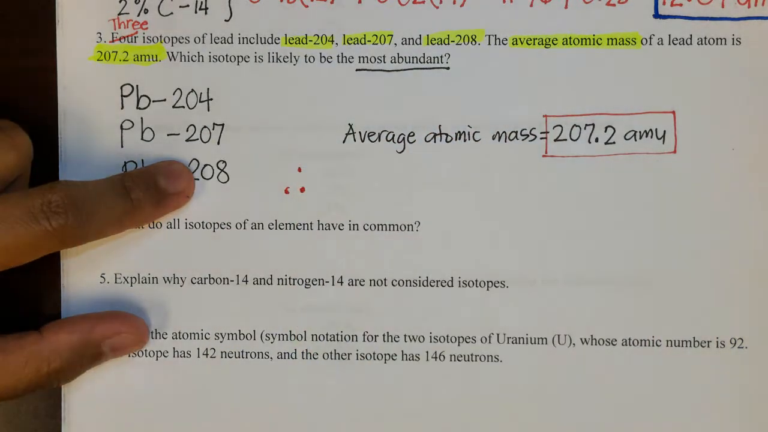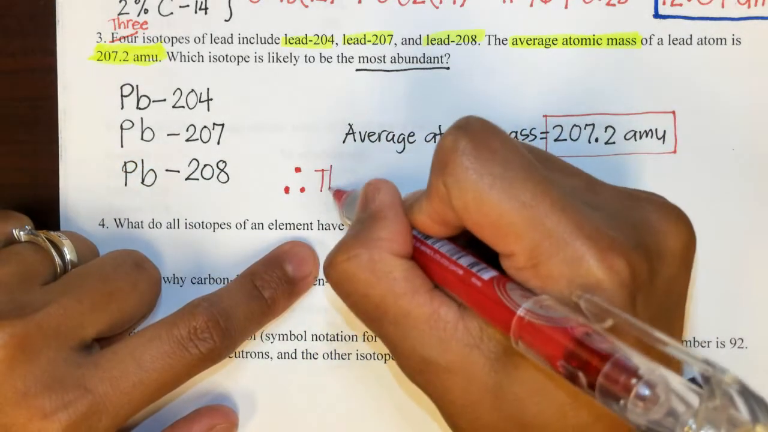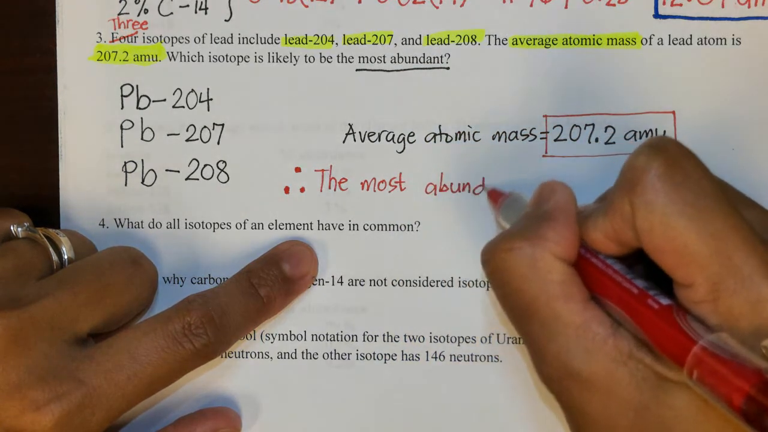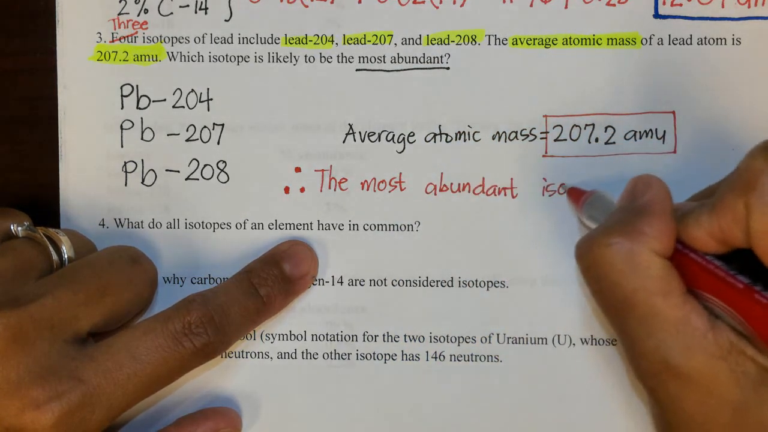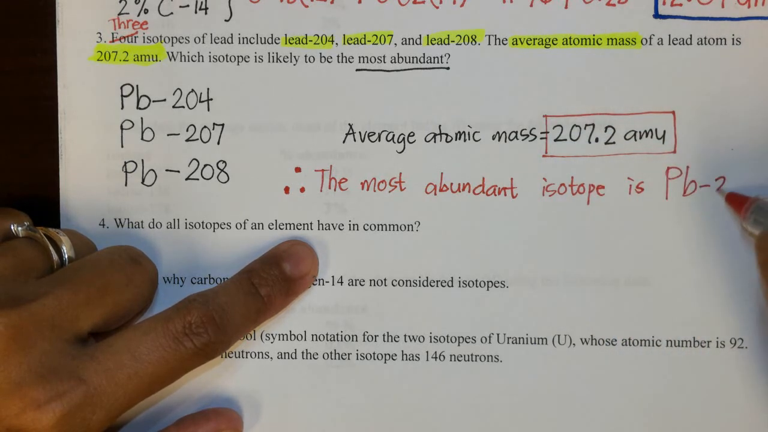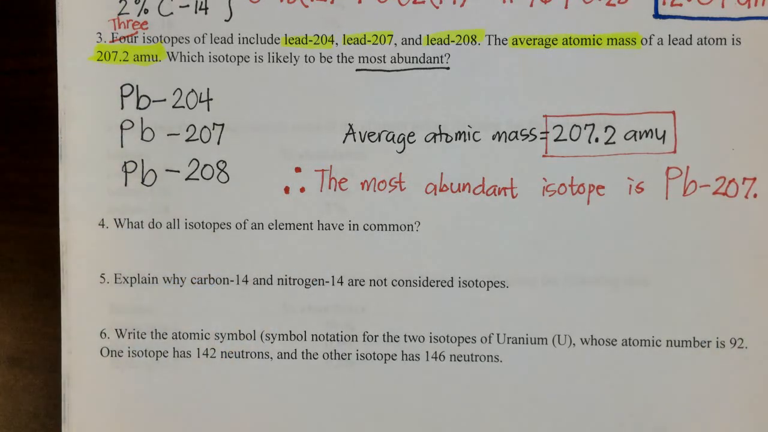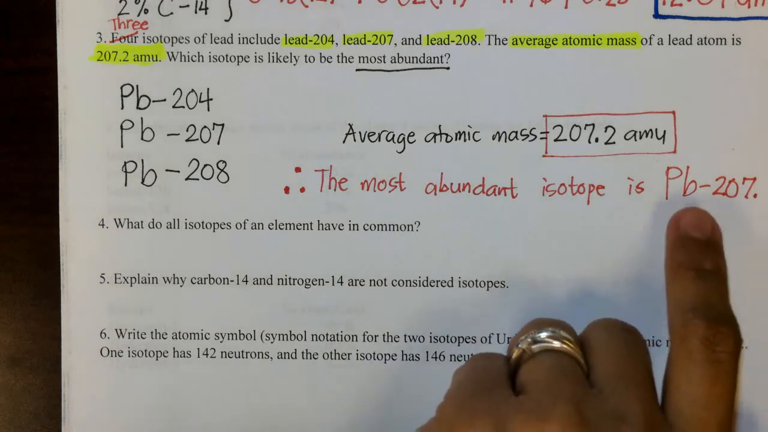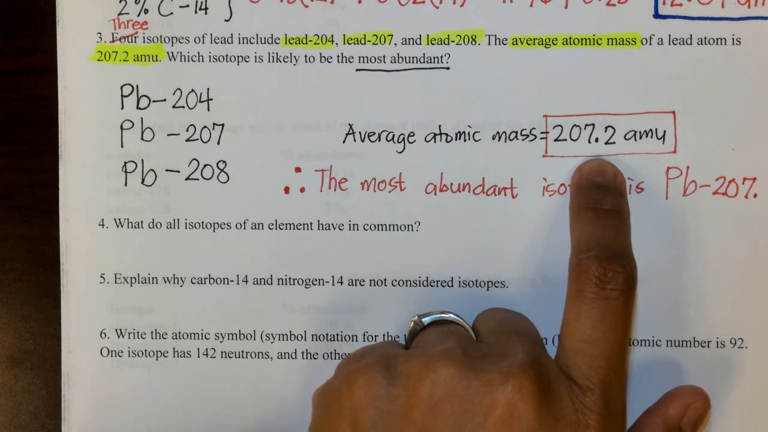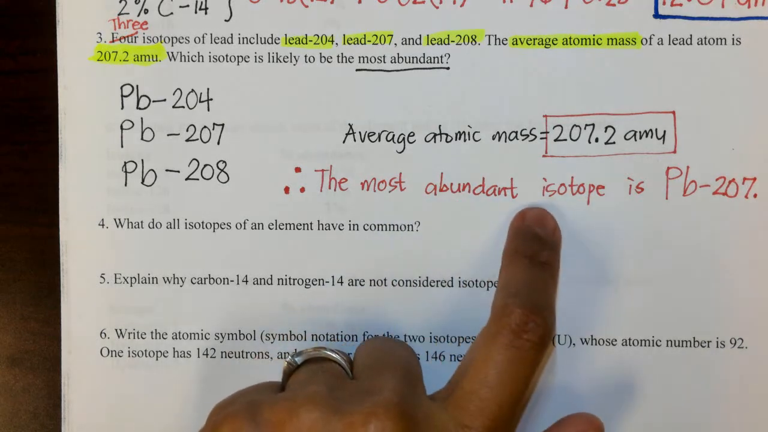Therefore, so therefore is the 3 dots. Okay, that's the symbol for therefore. Therefore, the most abundant isotope is Pb 207. And you will say there in your reasoning that because 207 is very close to 207.2. And that's how you get the most abundant isotope.